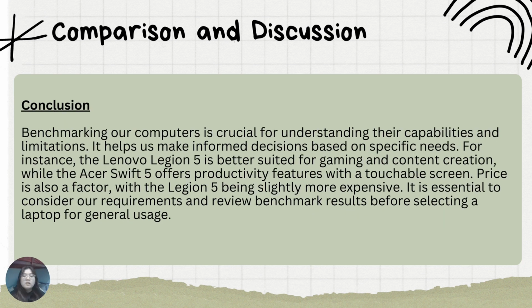The conclusion that we can make is that benchmarking our computer is crucial for understanding its capabilities and limitations. It helps us make informed decisions based on specific needs. For instance, the Lenovo Legion 5 is better suited for gaming and content creation, while the Swift 5 offers productivity features with a touchable screen. Price is also a factor, with the Legion 5 being slightly more expensive. It's essential to consider our requirements and review benchmark results before selecting a laptop for general usage.